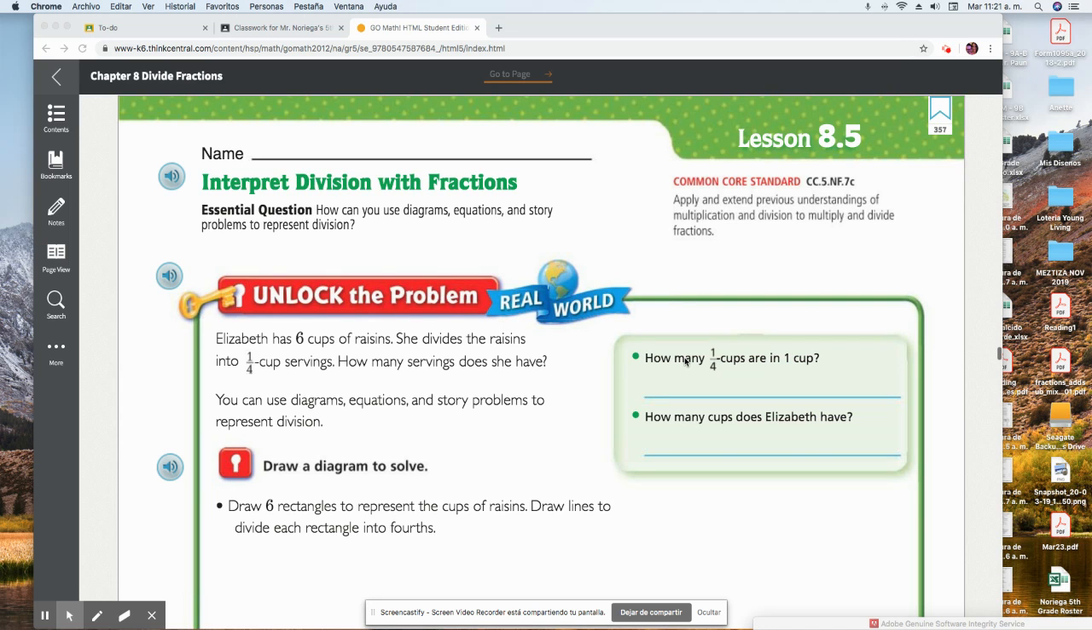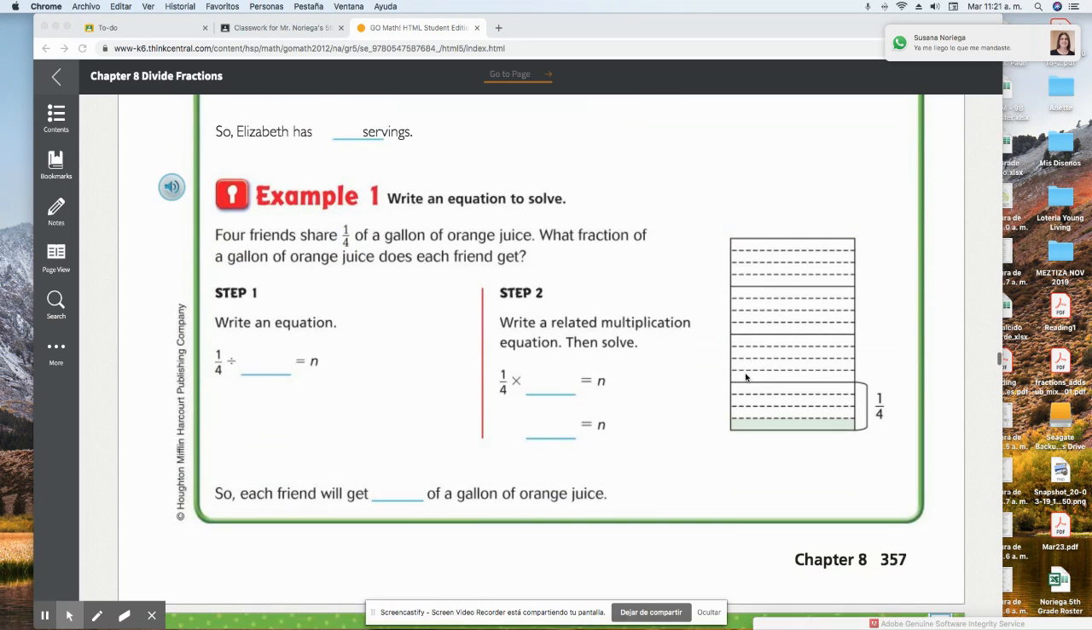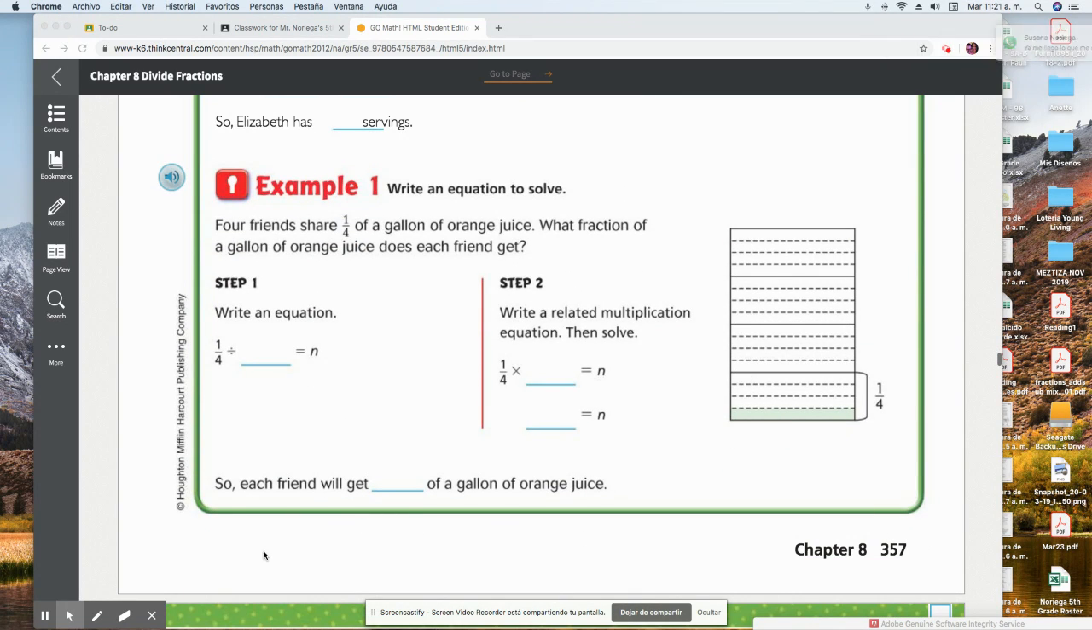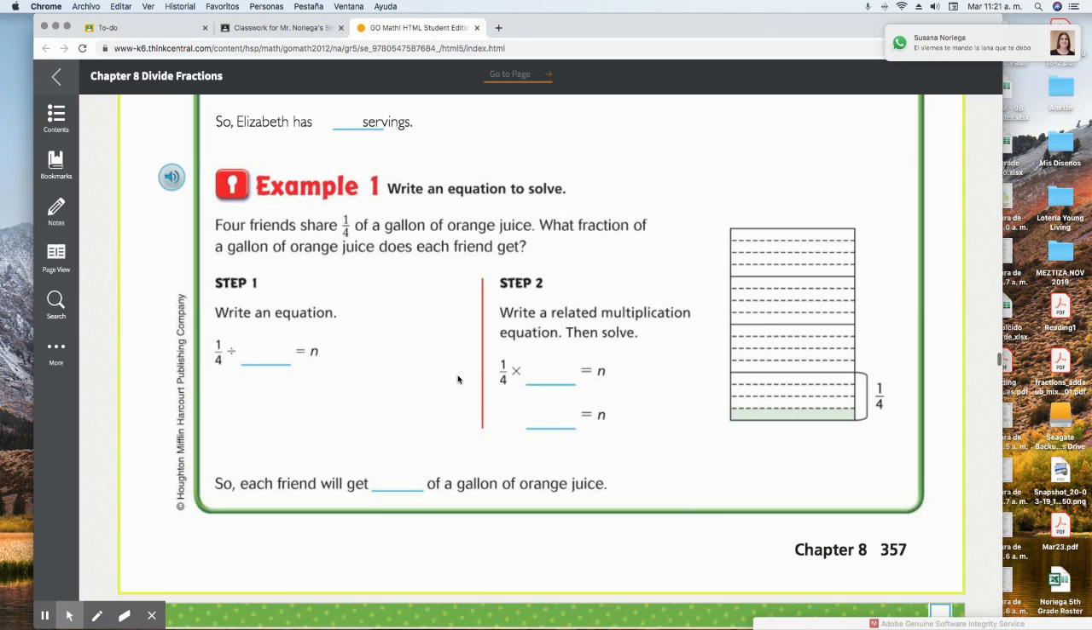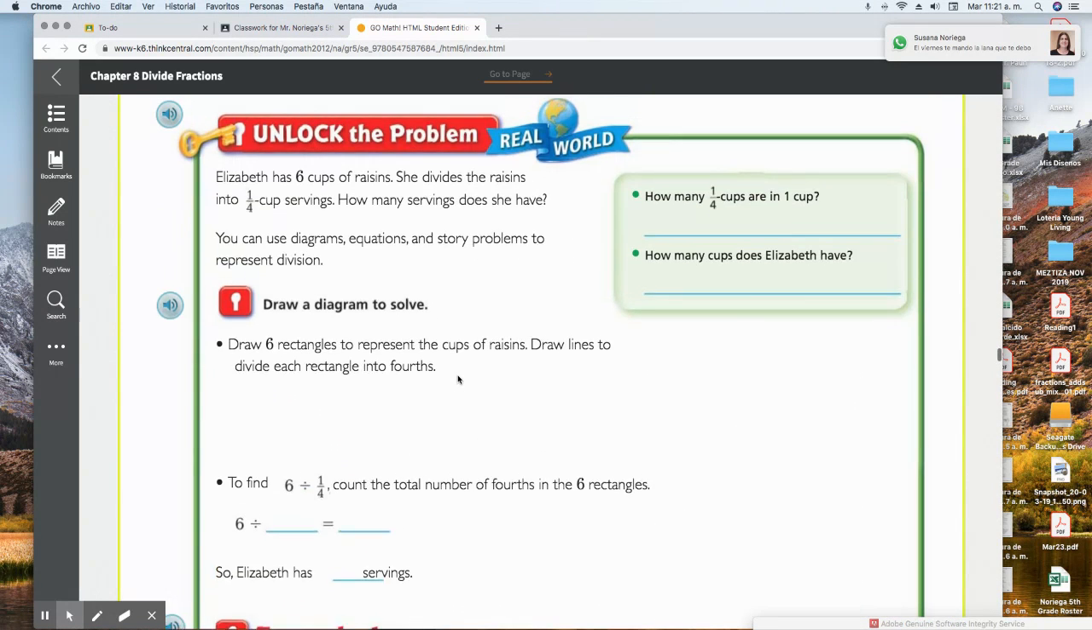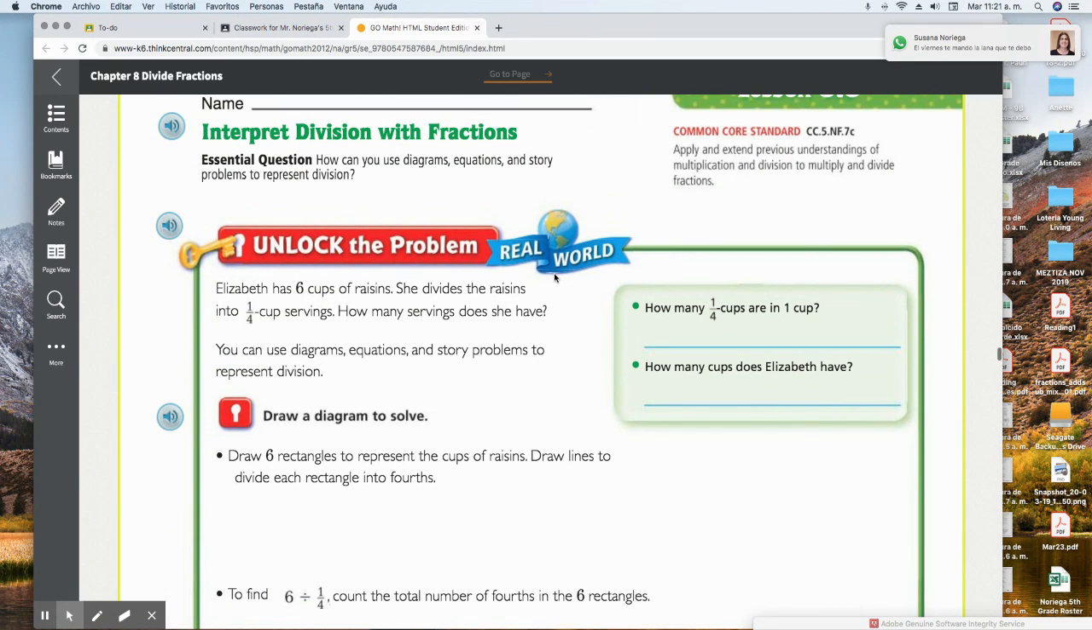Okay, so this is the last lesson on chapter 8 in your Go Math book. So I want you to take your Go Math book, please, and open it to page 357. Okay, page 357, and follow along as I work in my book. All right. So we're going to interpret division with fractions. Again, when you see a fraction, it is the same as thinking about a division problem.